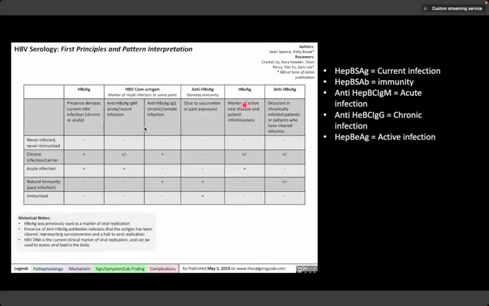Well, that means it's chronic, so my anti-hepatitis B core IgG is positive, and it's active, so my hepatitis B e antigen is positive. Obviously, the patient would be hepatitis B surface antigen positive as well. Okay, if the patient has acute active hepatitis, then you expect the anti-hepatitis B core IgM to be positive, together with hepatitis B e antigen positive and a hep B surface antigen positive.